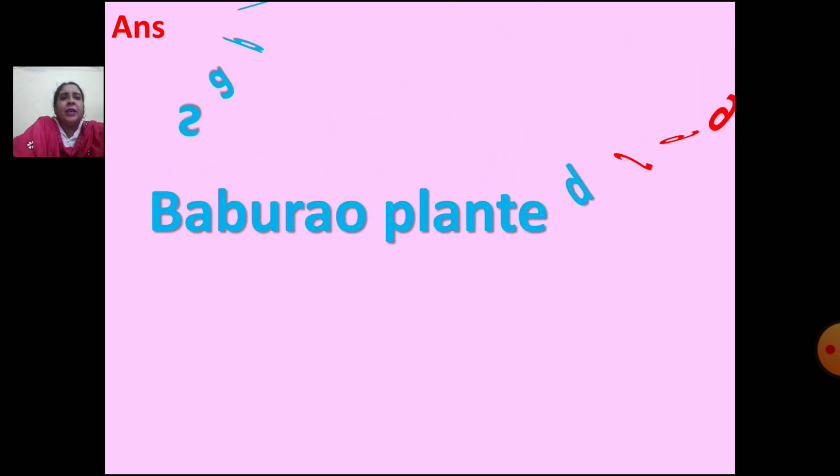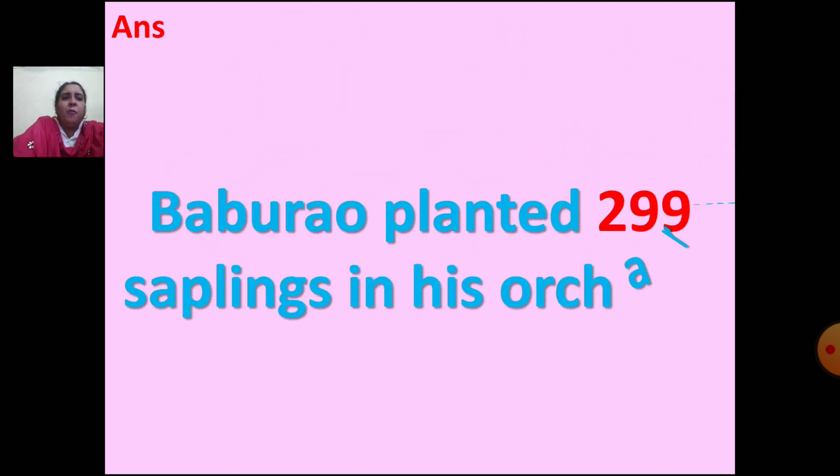So after writing this, you have to write now answer statement. So what you will write in answer statement? Yes. Baburao planted 299 saplings in his orchard. I repeat the answer. Baburao planted 299 saplings in his orchard. Okay, children?